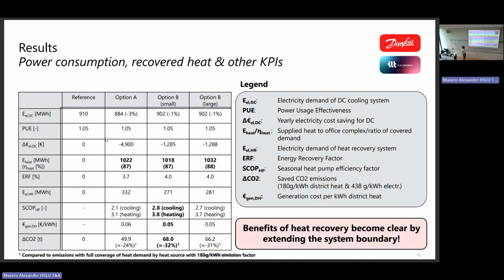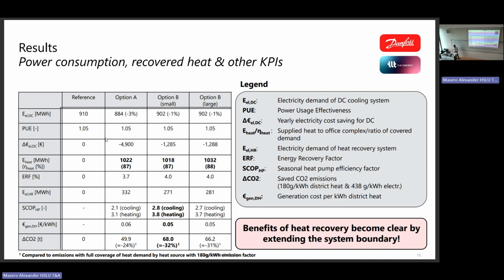That means we have some 5 cents, 6 cents generation costs for our heat recovery, for our district heat. There are no transmission costs, nothing in it. It's the pure generation cost, which is, at least in Germany, quite competitive. It's quite cheap. And if you look at the last row, we are saving approximately 70 tons of CO2 compared to a situation where this office building would only use district heating with the average CO2 emission factor of 180 grams per kilowatt hour.